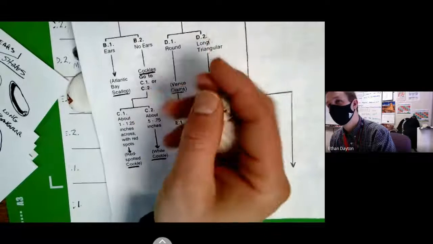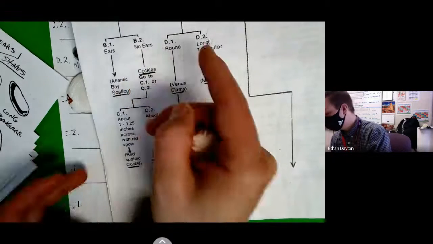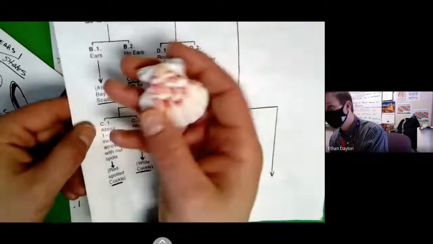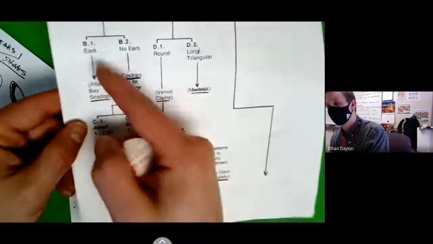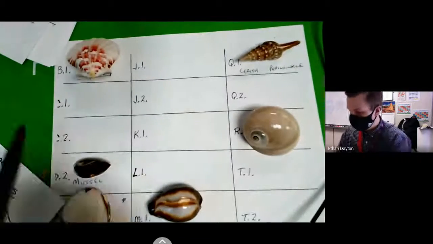In fact, only one thing in this collection of shells has them. That is the Atlantic Bay scallop. It is B1 up top here. B1, Atlantic Bay scallop.